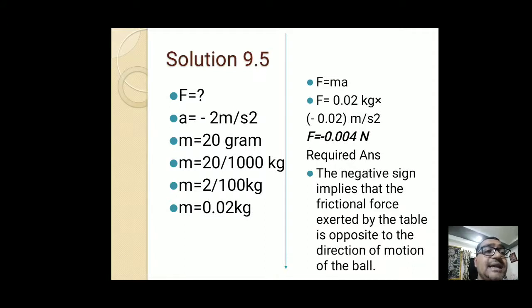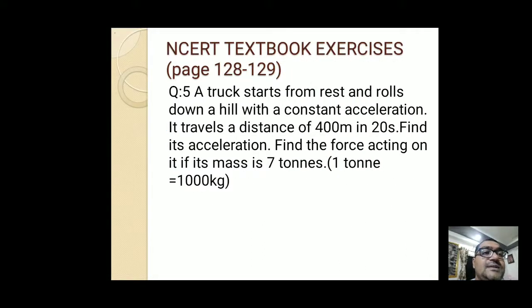And this negative sign implies that the frictional force exerted by the table is in the opposite direction of the motion of the ball. So students, here you can consider that F is equal to minus 0.04. So the minus sign indicates that it is frictional force acting on an object. So that way we can calculate this sum. This is the answer of the particular question.